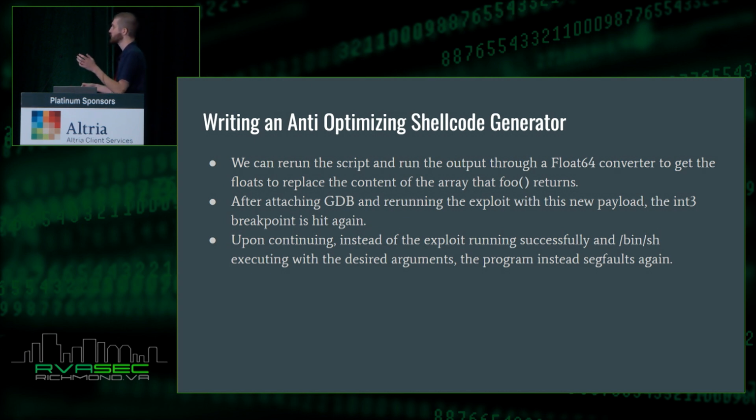We can rerun it and see our int3 breakpoint is successfully hit again, so it's kind of a given with this so far, like we've got to the point where that's stable. But when we continue and run the exploit, we do not see binsh executing with the desired arguments. And instead, we see the program segfaulting.